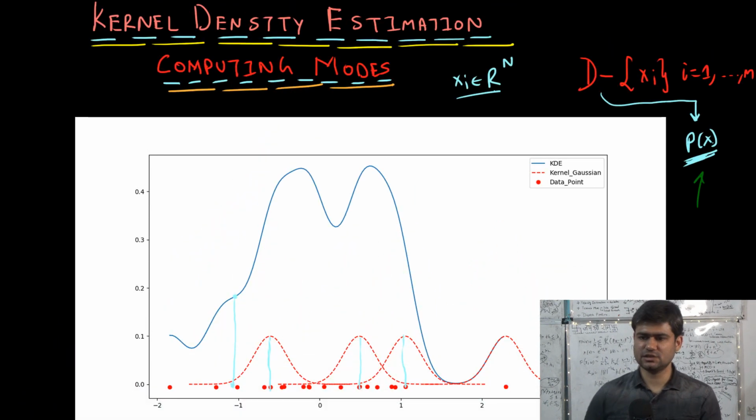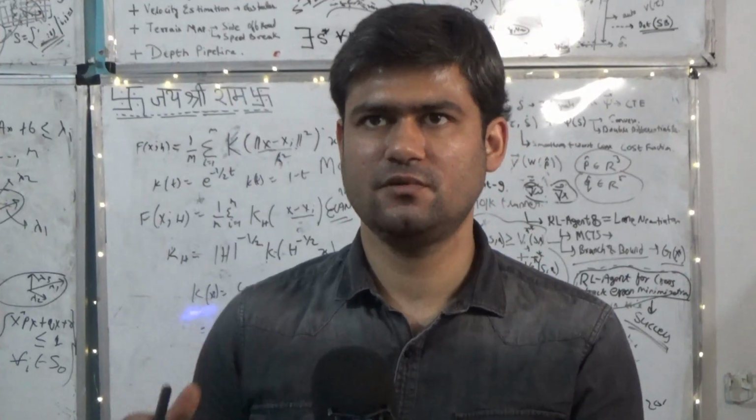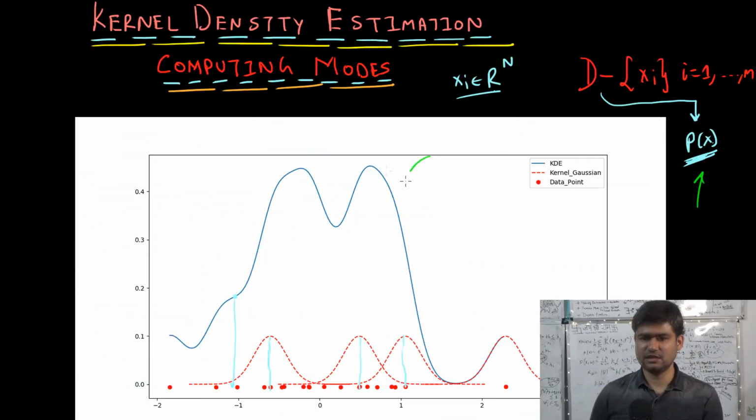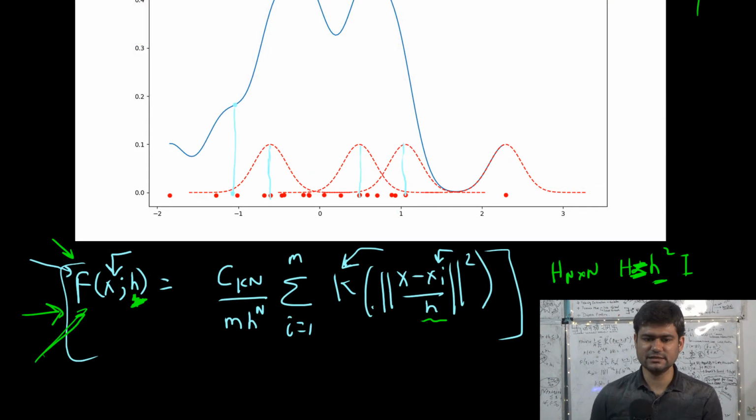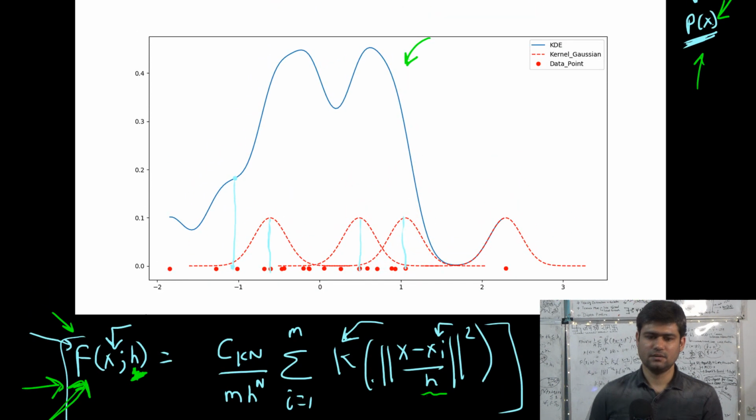As we discussed, the modes of this density function denote the regions of high density in the underlying probability density function. And since we do not know this probability density function directly, we approximate it with our kernel density estimator function f of x. So this is a plot of f of x at any point on the real axis.